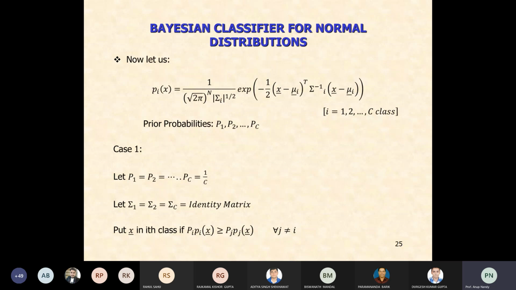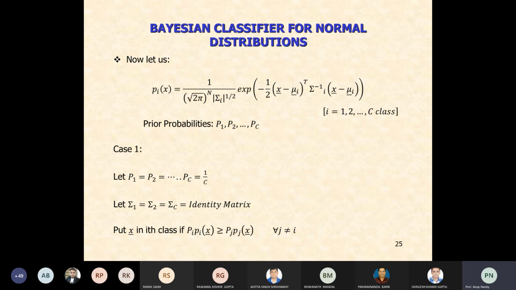So you are going to have quite a few assumptions, and under these assumptions you are going to draw a conclusion. Now we'll see how a conclusion can be drawn. After making these many assumptions, you could put x, a test vector, in the ith class. You can put x in the ith class if capital Pi small pi x is greater than or equal to capital Pj small pj x for all j not equal to i. So this is the Bayes decision rule that we have already seen.